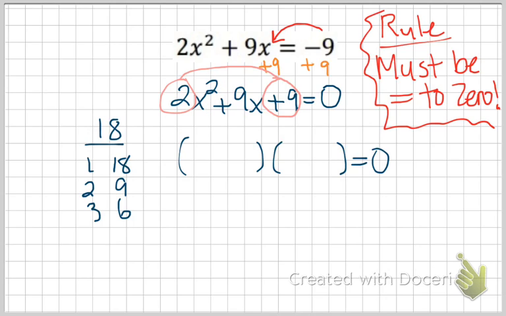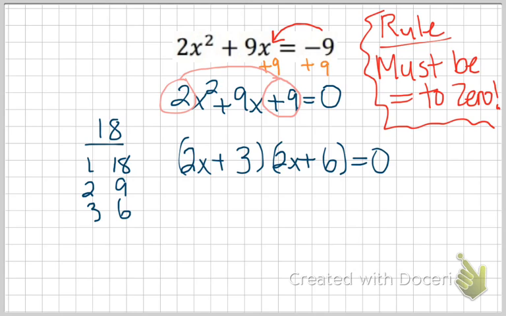Which ones can add up to give us a 9? Well, if you look through here, 3 and 6. Since that is a positive 9, that means positive 3, positive 6. Now, since we do have a coefficient that is not 1, a 2, we're going to write a 2x here and a 2x here.